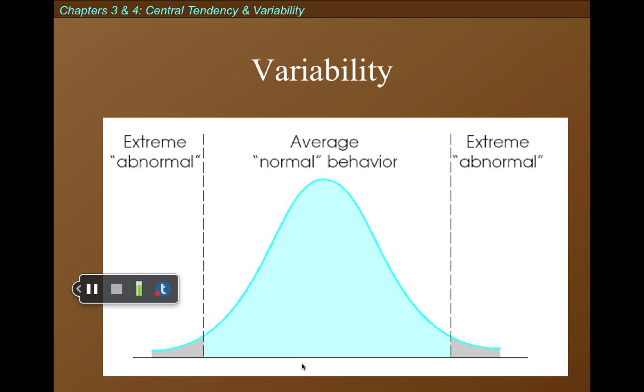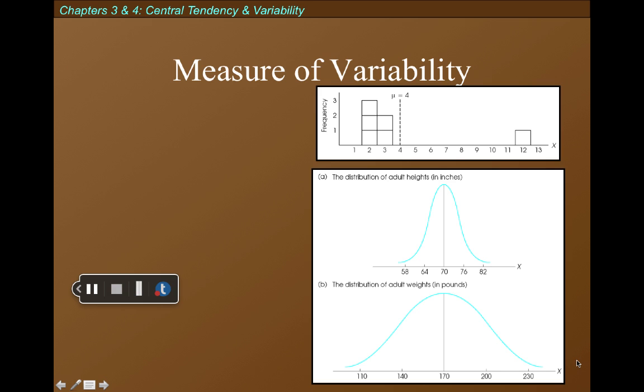When we start talking about the normal curve in chapter 6, and we start talking about inferential statistics, we'll start talking about these tails of the curve that are way out away from the mean, being our extreme or our abnormal scores. And so variability is going to play a big part in this later on.